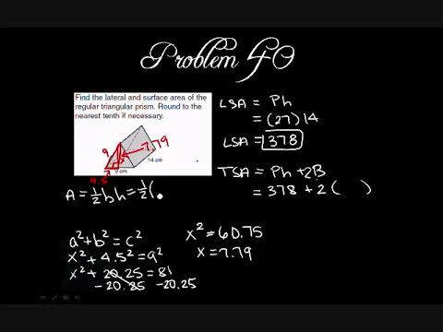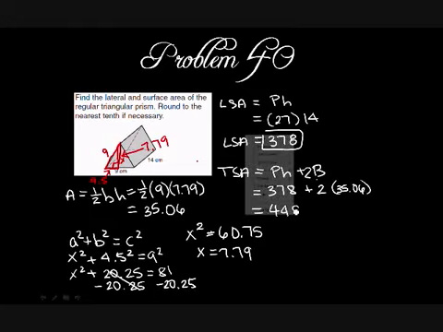So we have 1/2, the base is 9, the height is 7.79, and if you multiply that out, you end up getting 35.06 if we round, and that's what needs to go in here. And so if we go ahead and just multiply that out, we get 448.11, and that's our total surface area.